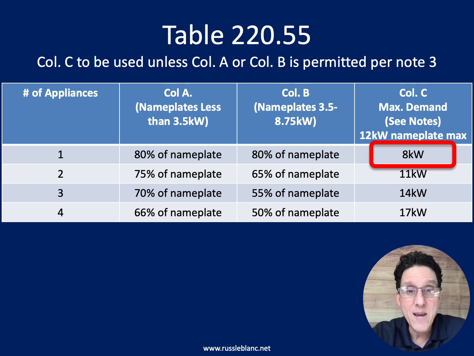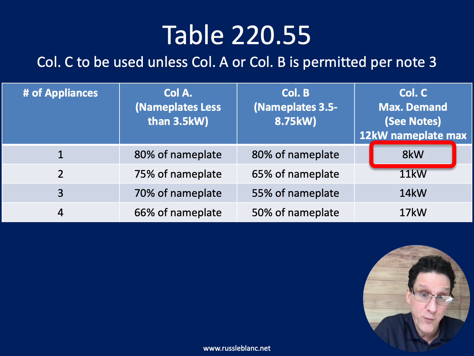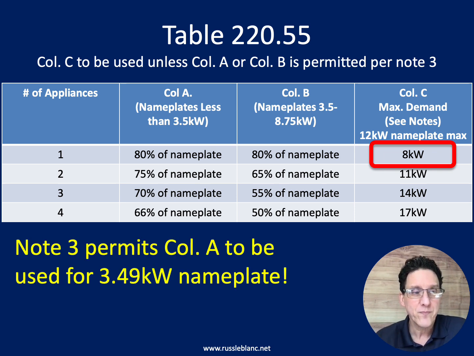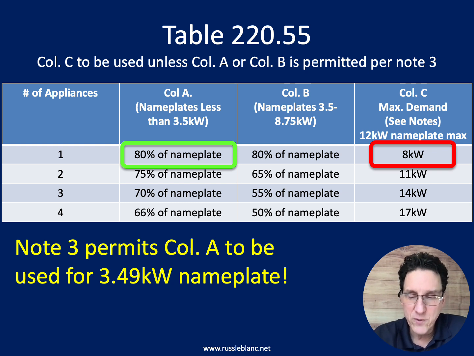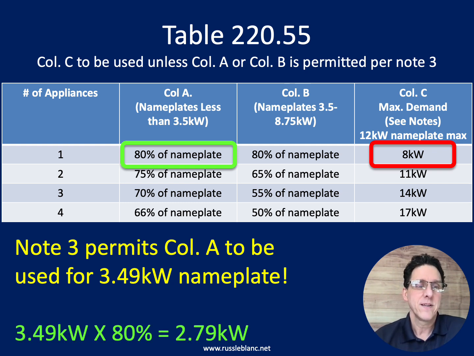Okay, we could take that nameplate and plug it into column C if we want, and then we would be using 8 kW. Okay, it's permitted. Remember, you have permission to do that. You could say the minimum permitted load for this 3.49 kW appliance is 8 kW. It's permitted. But note 3 also allows column A to be used. Well, if we use column A, we're going to use 80% of the nameplate. And so that math looks like this: 3.49 kW times 80%. That math works to 2.79 kW.